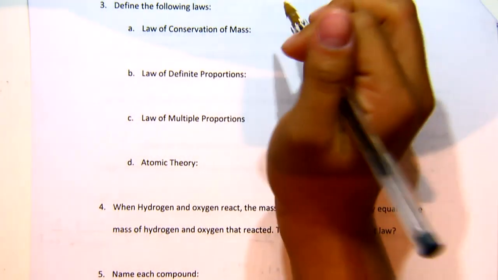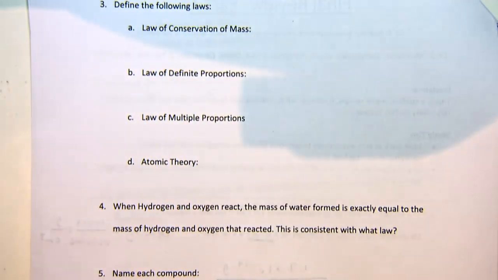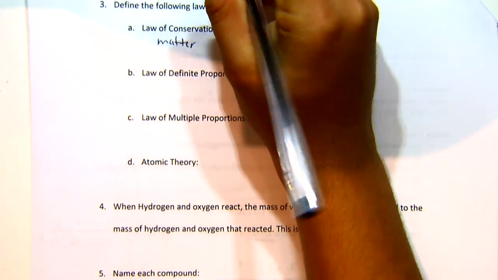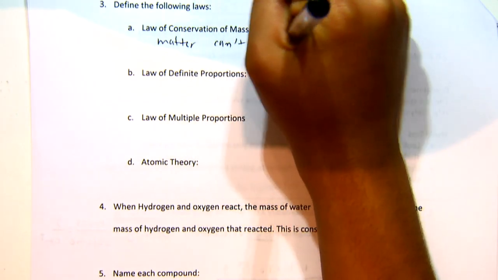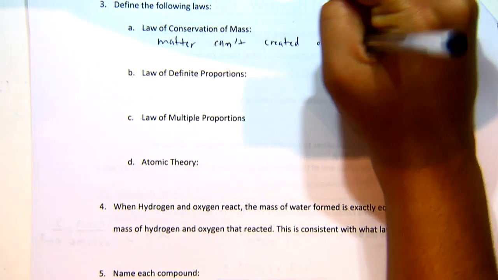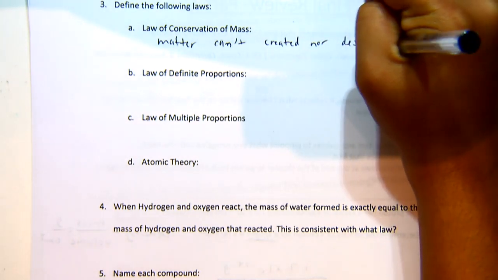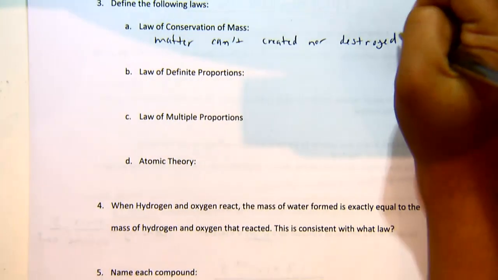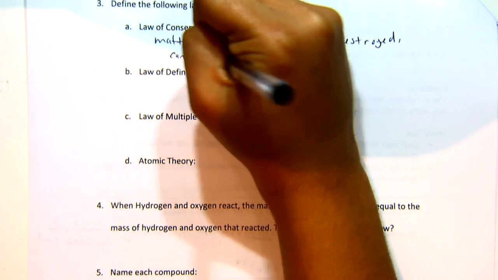And the law of conservation of mass, we know that means that matter can't be created nor destroyed. So matter can't be created nor destroyed. And it can only be transformed, which makes sense why we're conserving it. So it can only be transformed.